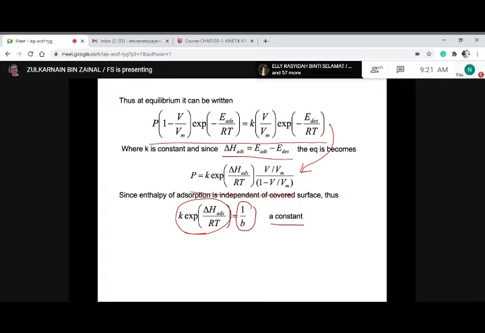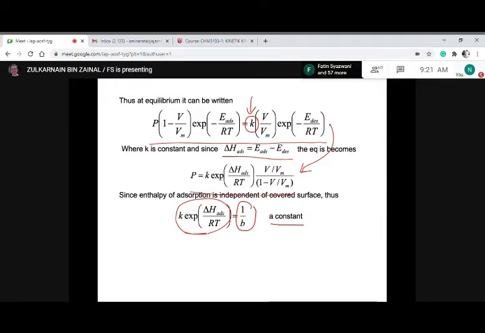So you can see that there is a constant introduced earlier in the equation, which is K. Because you have K for the desorption process and K for the absorption process, K absorption and K desorption combined together give you one K.